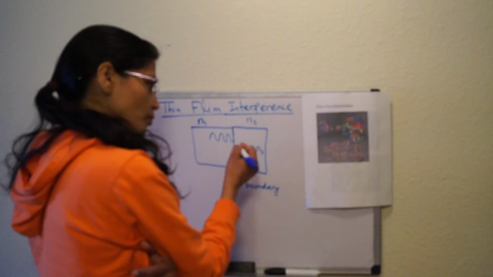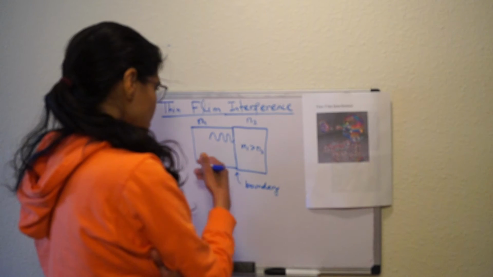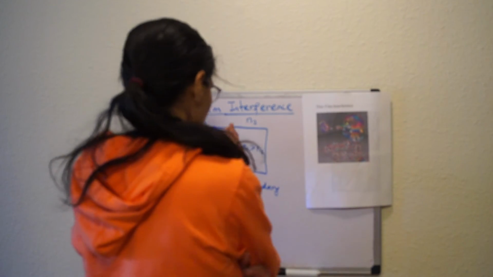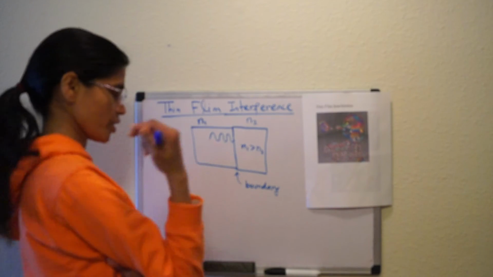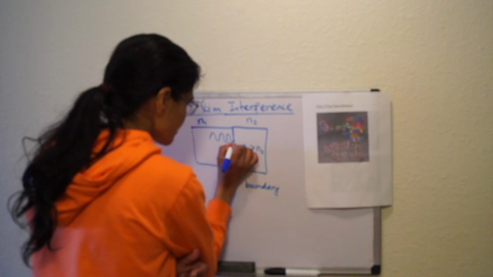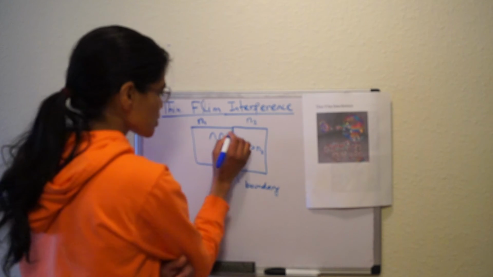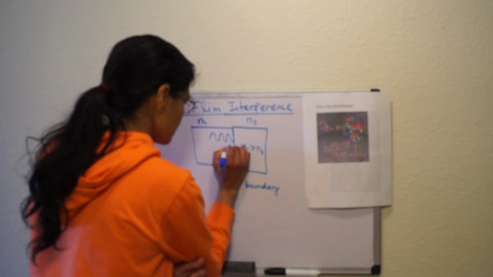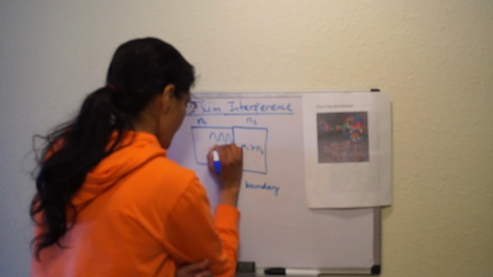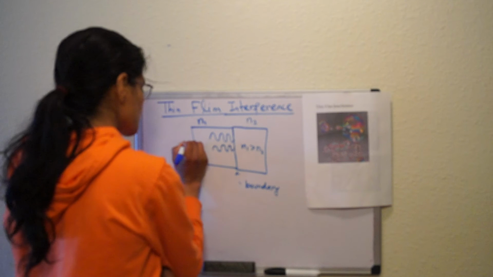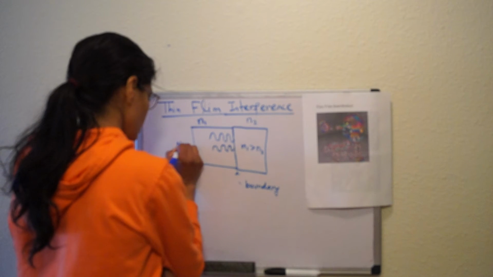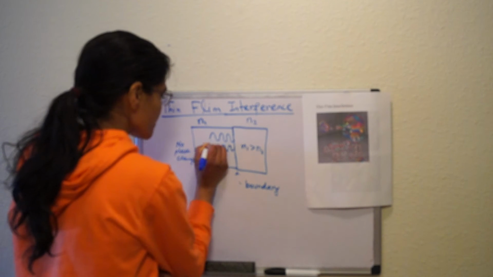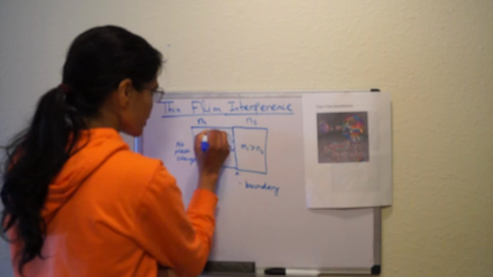So what would happen is, when light travels from a high refractive index to a lower refractive index, at the boundary the light would just reflect back without any phase change. Meaning it's just going to reflect back, looking the way we had before. So no phase change, but it reflects back. Initially it was going this way.